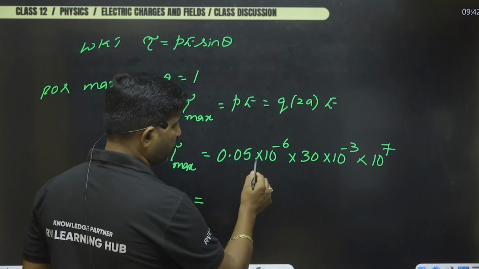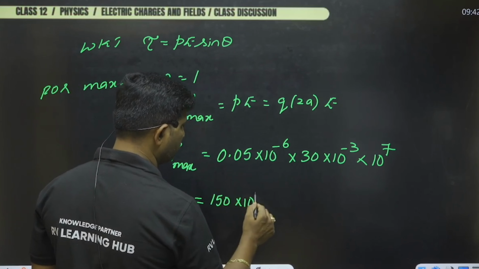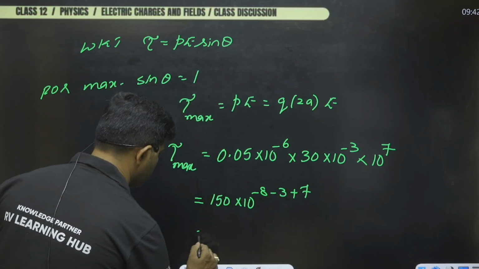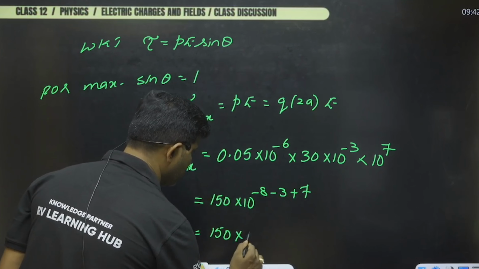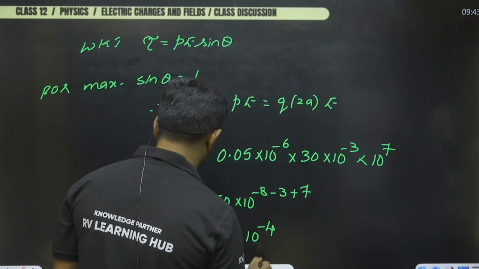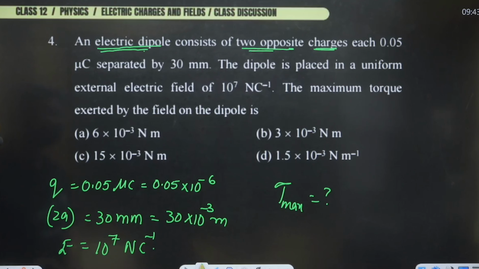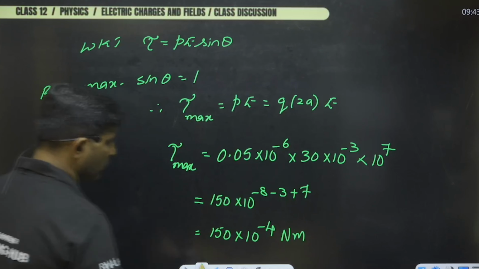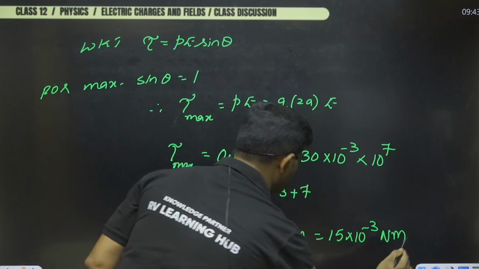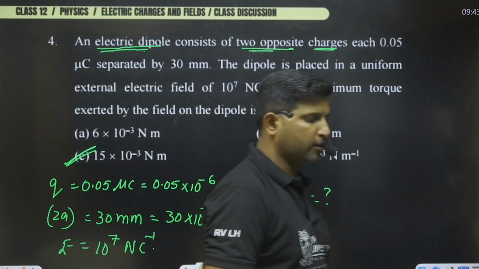So we can say that 5 into 30, 150 into 10 to the power of, here you will get 10 to the power of minus 8 minus 3 plus 7. So do the calculation here, 150 into 10 to the power of minus 4 Newton meter. So 150 into 10 power minus 4, it is not there, but we can say it is 15 into 10 to the power of minus 3 Newton meter. Hence we can select option C as the right answer.